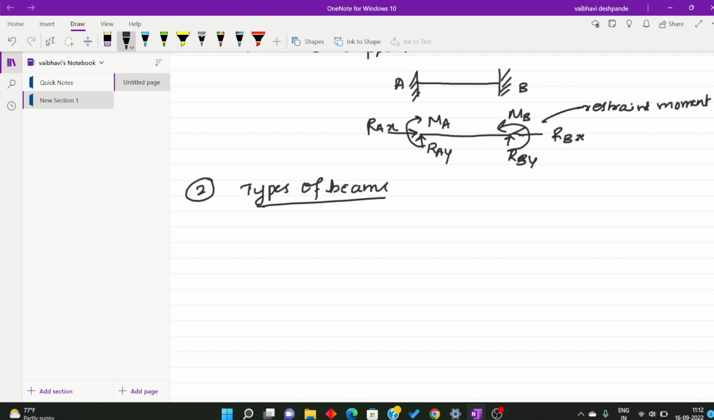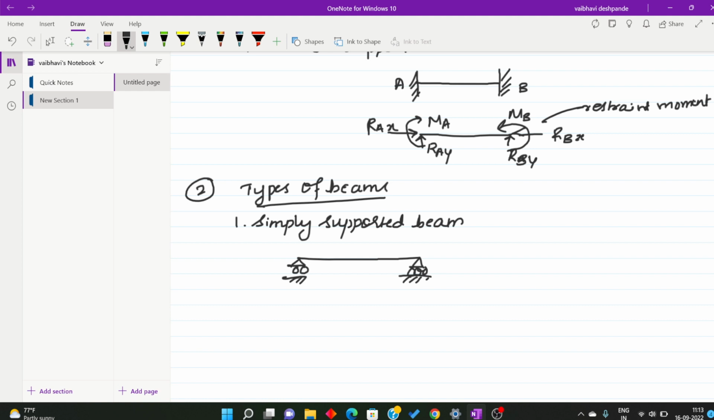Okay. So, first one is the simply supported beam. Simply supported beam means it consists of the simple supports. We have studied about simple support. So, a beam which has the simple supports is called the simply supported beam, and it can resist the forces normal to the axis of the beam. So, we can write like this, simply supported beam.